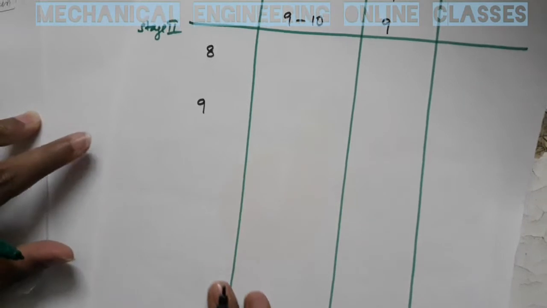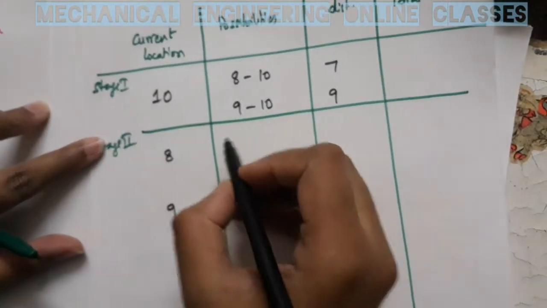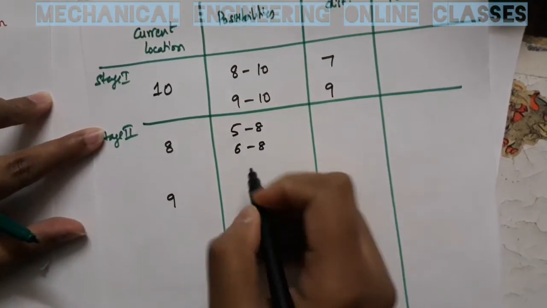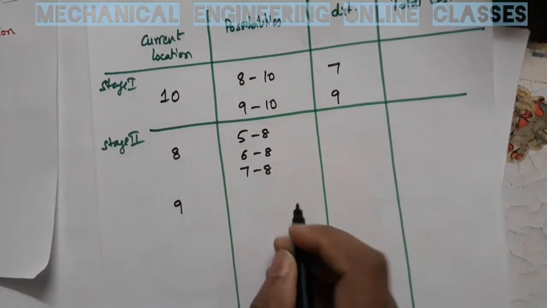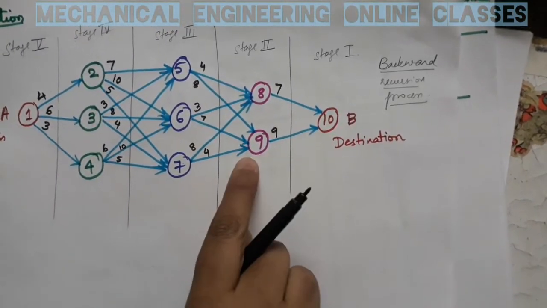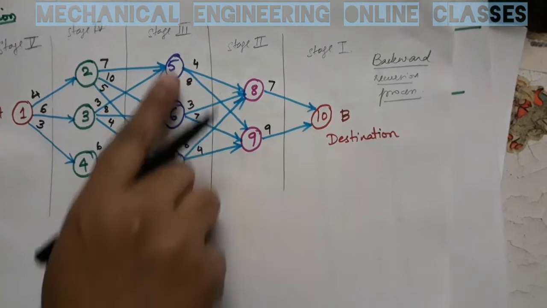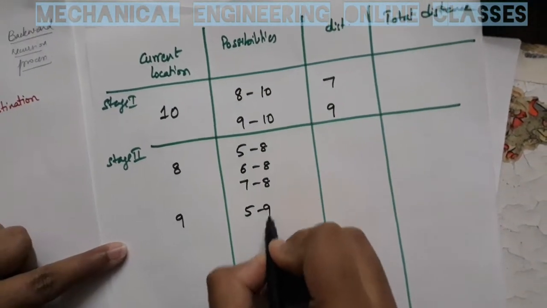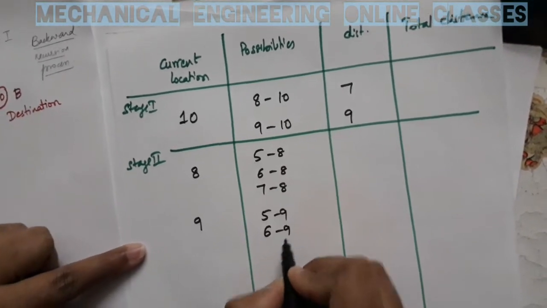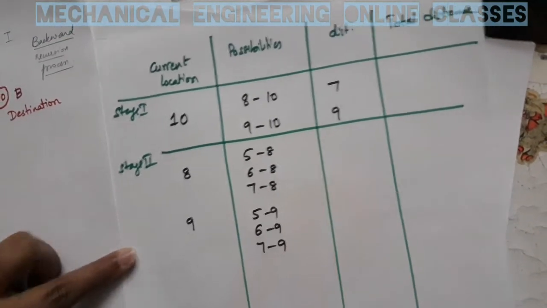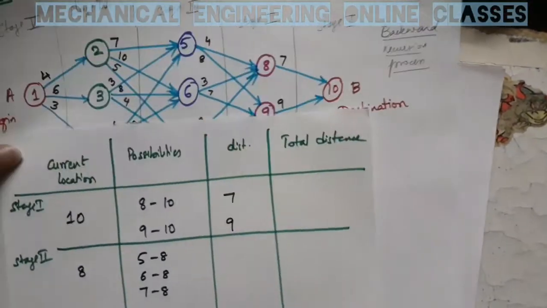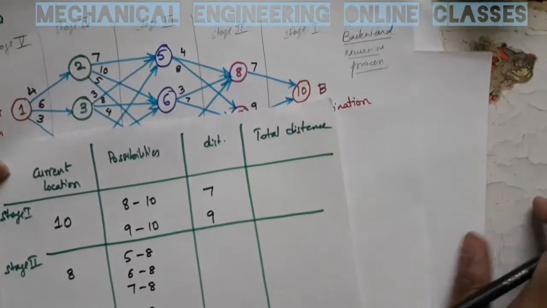In case my current location is 8, then the possibilities are 5 to 8, 6 to 8 and 7 to 8. So similarly, to be at 9, I can reach 9 via 5 or 6 or 7. So 5 to 9, 6 to 9, 7 to 9, these are the possibilities. So from the map, let us write down the distances.